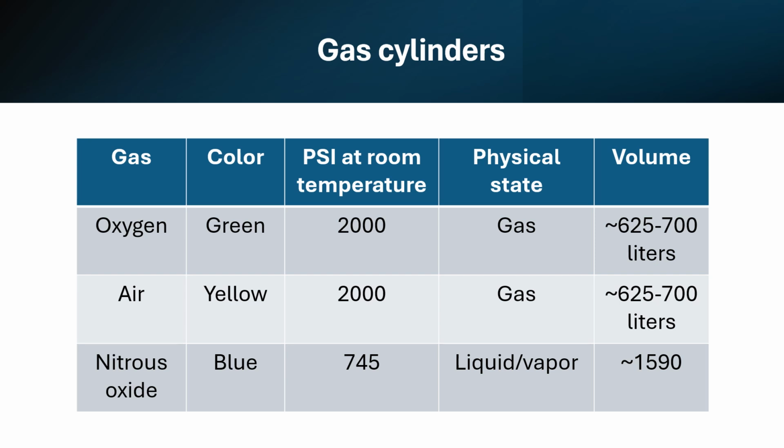only start to fall when about 20% of the mixture is left in the cylinder. Again, it's hard for us to know how much gas is left in a nitrous oxide cylinder unless the pressure starts falling. That's when we know that the cylinder is close to being empty.